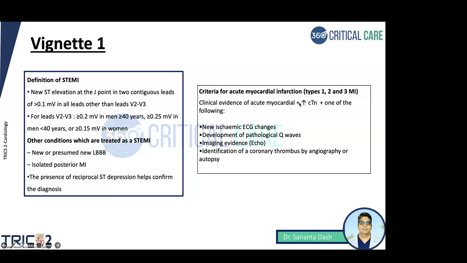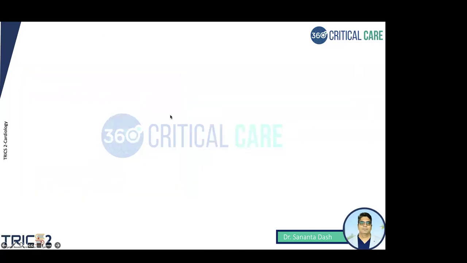The criteria for acute myocardial infarction, that is type 1, 2, and 3 MI. Clinical evidence of acute MI with increased troponin, as I told, and one of the following, which includes new ischemic ECG changes, development of pathological Q waves, imaging evidence, echo showing multi-territory dyskinesia or hypokinesia, and identification of coronary thrombus on angiography or autopsy. These are the things that should be there. You need to know this definition, right? We talked about that earlier.